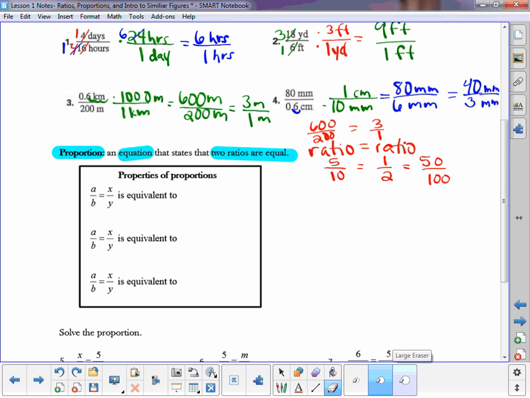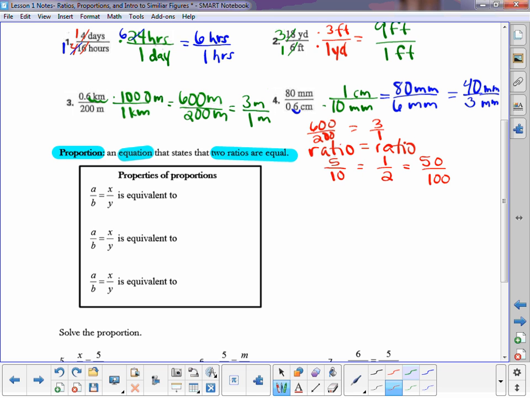50 100ths, or 500 over 100, 50 100ths. So again, a proportion is just 2 ratios that are equal. We use proportions with those ratios to help us solve for unknown values. That's kind of what we just did up there.